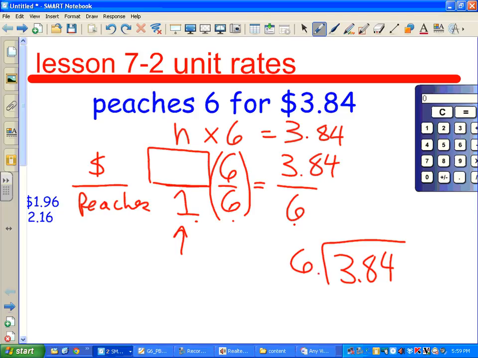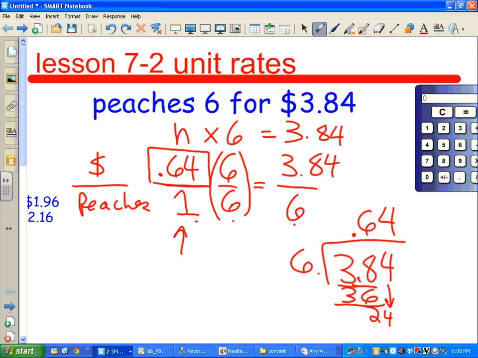6 goes into 3. Nah, it doesn't go in there at all. But 6 does go into 38. It goes into 38 6 times. Now remember, I kept my decimal point there. Now 6 doesn't have any decimals. This doesn't have any decimals. I'm just going to move my decimal up. Okay, 6 times 6 gives me 36. I subtract, I get 2 left over. I bring down that 4. 6 goes into 24 4 times. So the correct answer is 0.64.